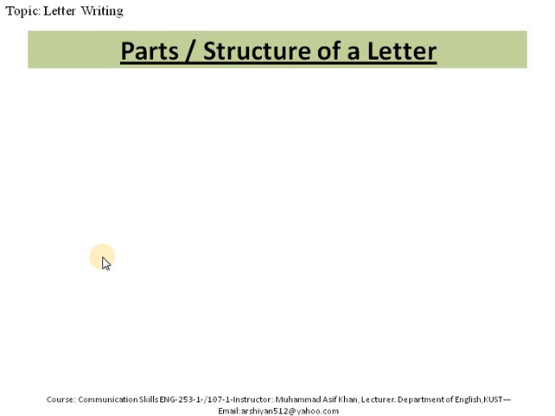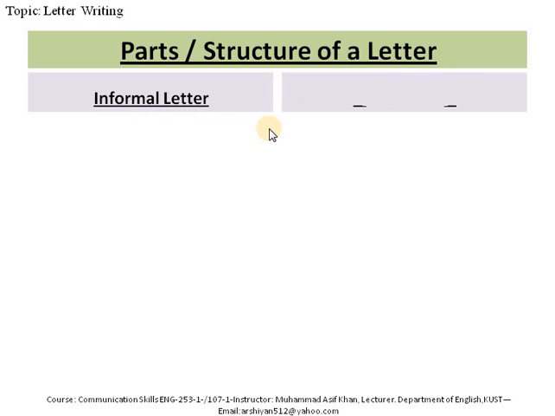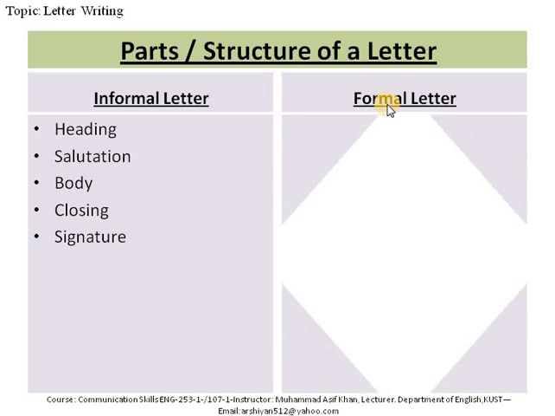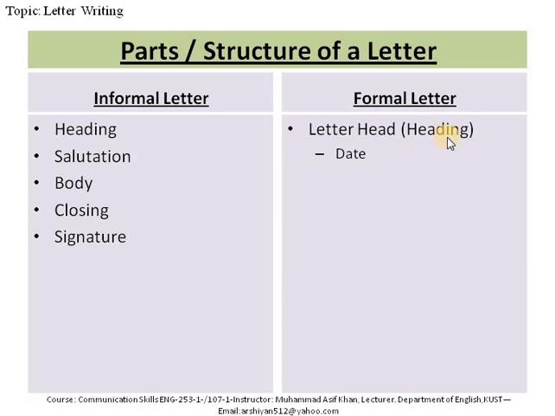There are minor differences between the structures of different types of letters, but we can draw a general outline of the parts of informal and formal letters. Informal letters have headings, salutations, body, closing remarks or complimentary remarks, and signatures. Whereas formal letters have letterheads, which are also named as headings.